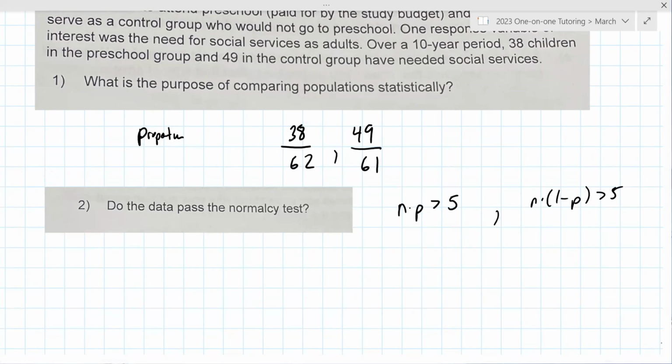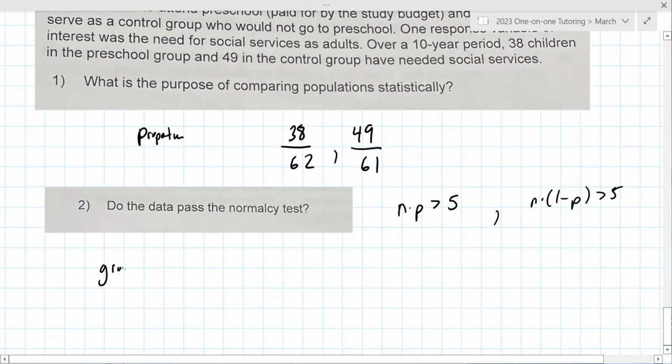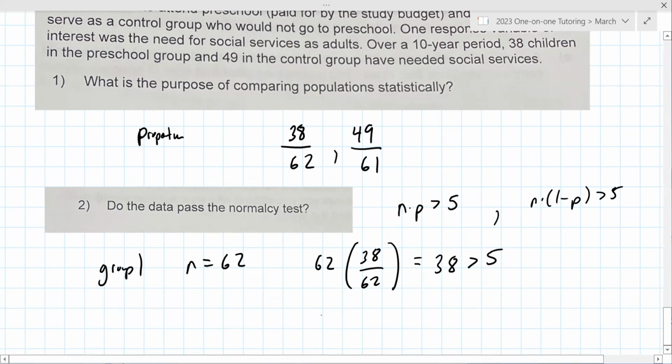So the n, and you have to do it for each group. Your n for group 1 is 62. And so you take 62 and you multiply by p. P is the 38 over the 62. So you can see that that is 38 and that is greater than 5. And then you're supposed to do the same thing for 1 minus p. So it's 62 times 1 minus 38 over 62. And that will equal 24, which is also greater than 5.